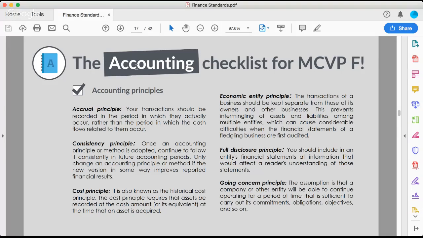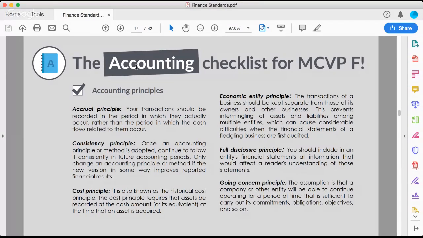Then the economic entity principle. Very simply said, you cannot use the Isaac bank account for personal transactions. You always need to make sure that every transaction that you do belongs to the organization, and therefore you need to keep them separate from your personal transactions.